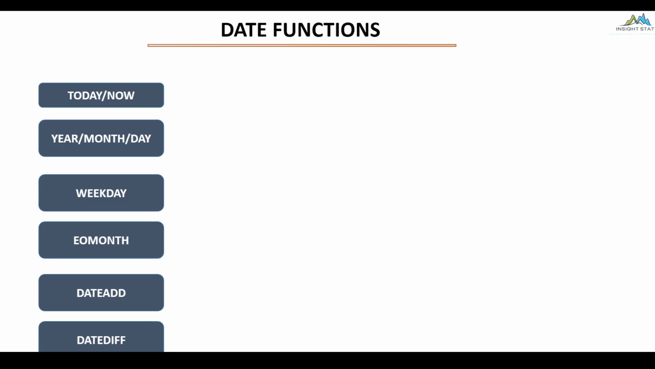So what is today or now? Today or now returns the current date or date and time. Okay, so it's as simple as that. All we have to do is call in the function today or now. It'll return the date along with the time, and then if you just want the date, we can convert the data type.